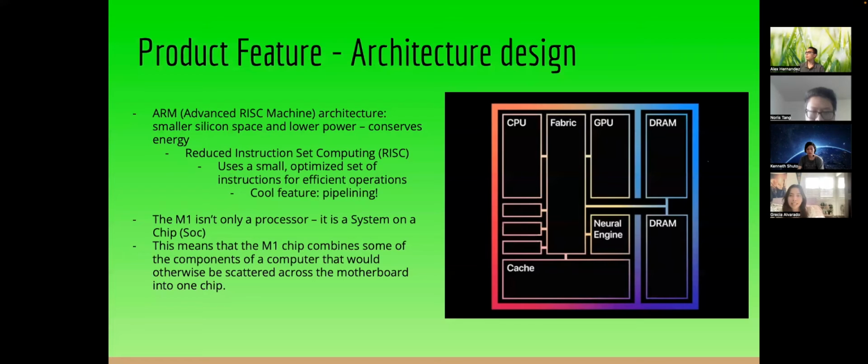So here we have an overview of the architecture design. The M1 uses ARM architecture, which is RISC-based, and RISC is a type of microprocessor architecture that optimizes instructions for more efficient operations. A feature of RISC architecture that we're all familiar with is pipelining. The M1 isn't simply a processor, it's a system on a chip. What this means is that the M1 combines some components of the computer that would otherwise be scattered across the motherboard into one single chip. And this benefits performance in ways that we'll cover a little later. Next slide.